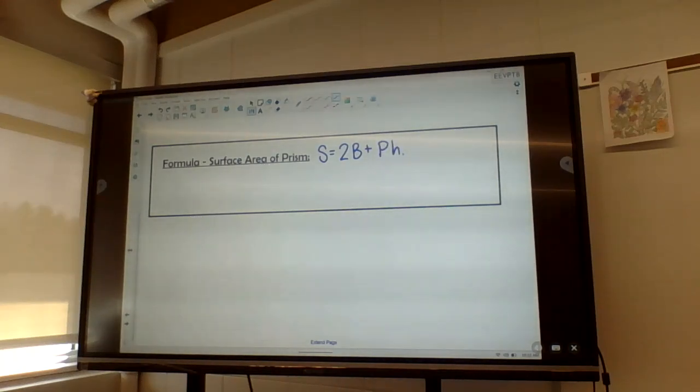Okay. So I say there's an easier formula with this, and this is what the formula looks like. And you're probably like, I don't know what those are. So hopefully you realize, obviously S is the surface area.